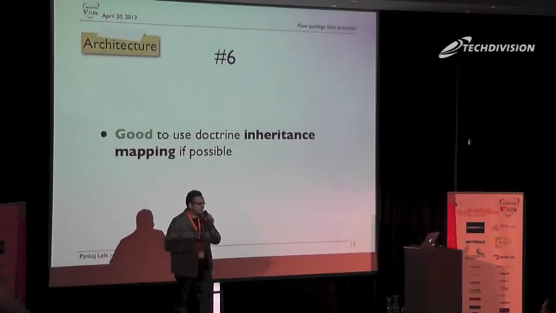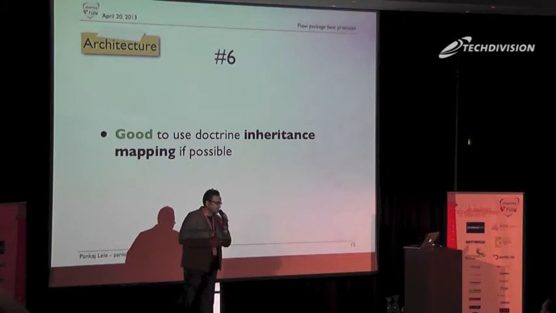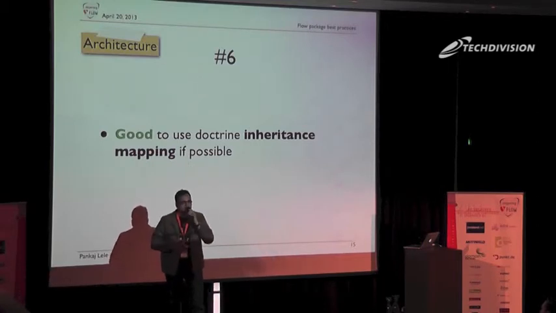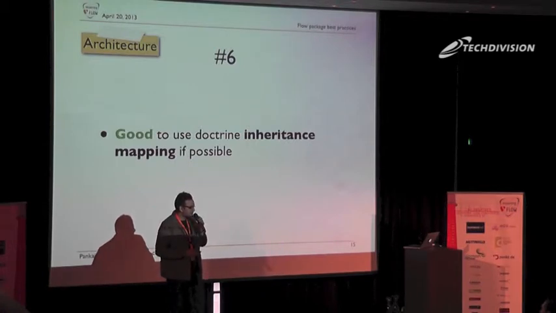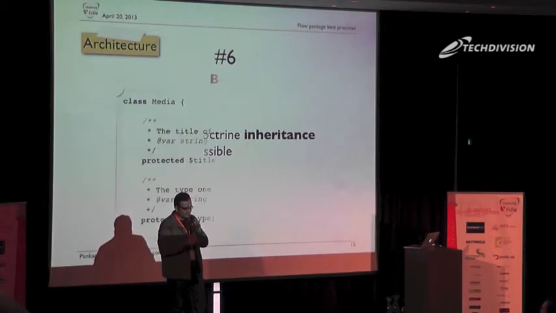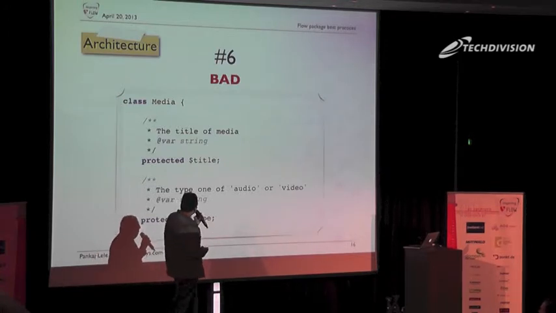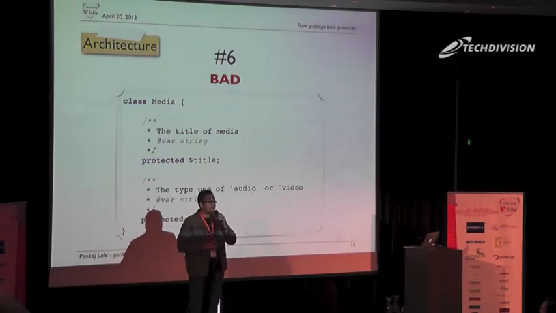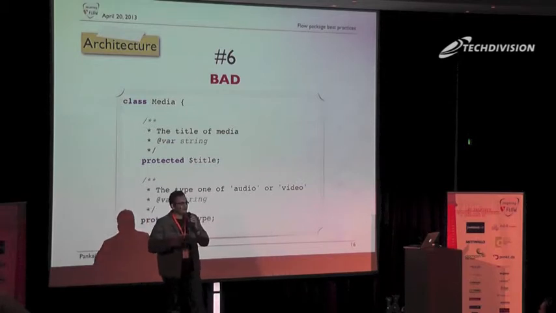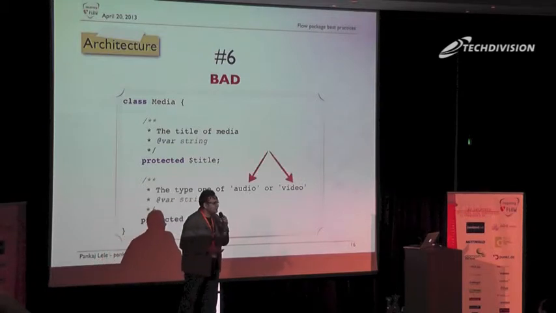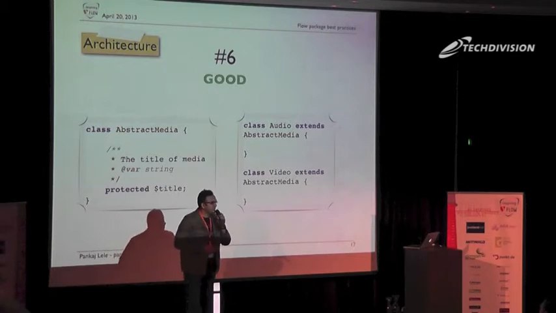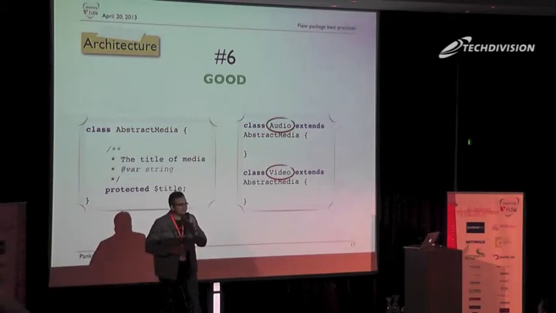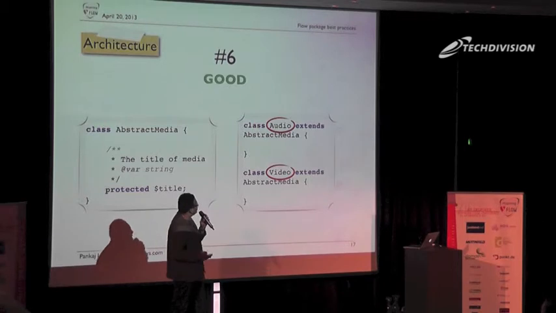Yeah, while doing the class design or the domain model design, you can always think about using the Doctrine inheritance mapping effectively. For example, if you want to have a media object, and it's always, we can say, audio or video, then instead of having a property with two confusing values, you can have a base class, which is abstract media, and then you can have two classes that just extend the media: audio and video.